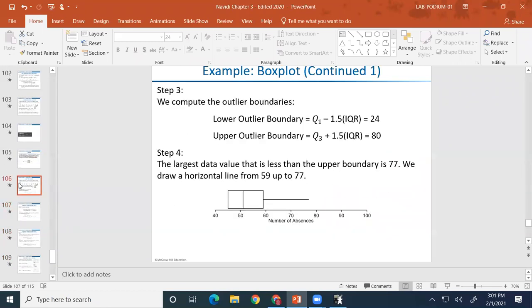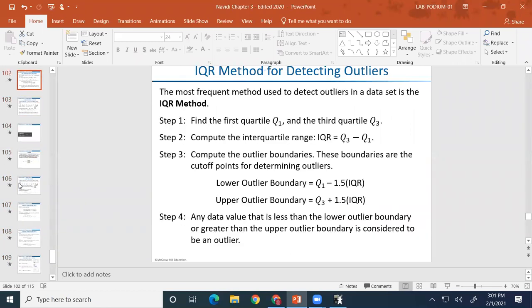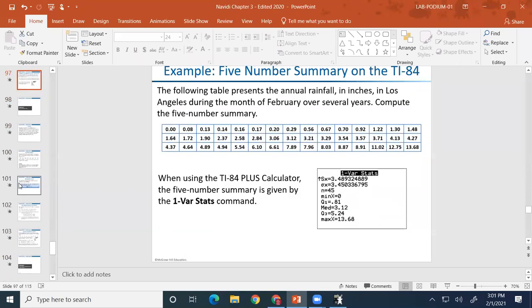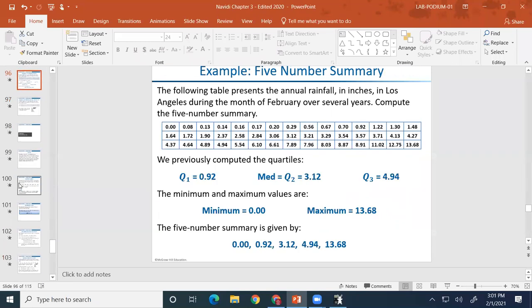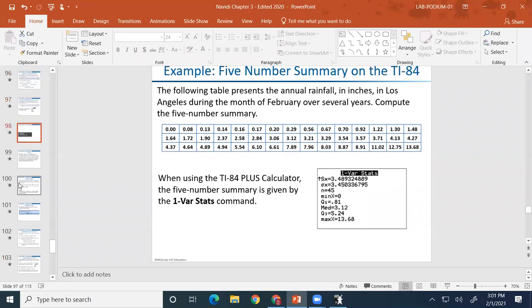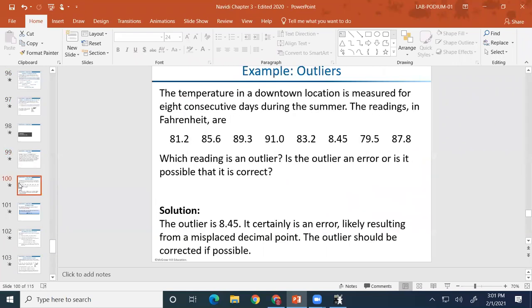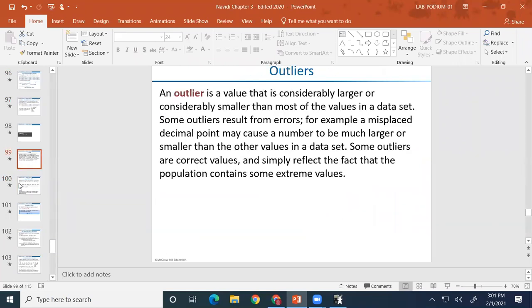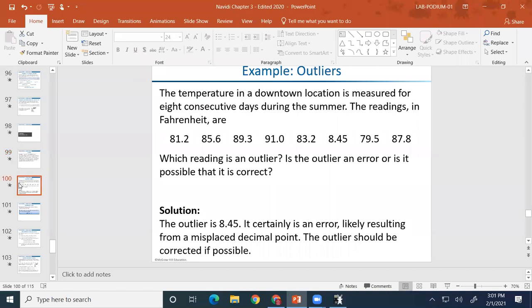All right, okay. So this is what I wanted to look at. I just wanted to show you that that was a 5-number summary, the same one there. Let's look at this last one. An outlier is a considerably large or small value. All right, so these are supposed to be temperatures taken during summer days on 8 days. You'll notice that most of them are 80 something or 90. And then there's the problem one, 8.45.